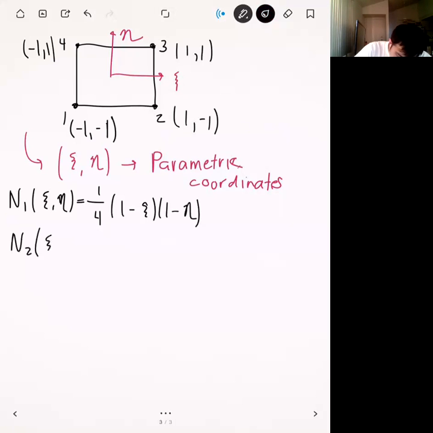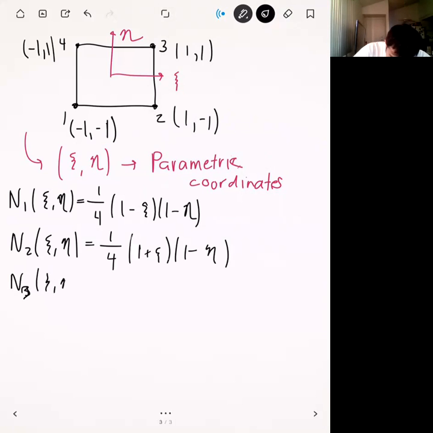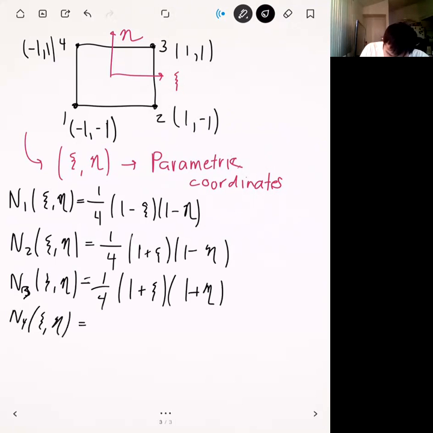And N2 of xi and eta will be 1/4, 1 plus xi, 1 minus eta, right? And N3 is 1/4, 1 plus xi, 1 plus eta. Okay. And finally, N4 is going to be 1/4, 1 minus xi, 1 plus eta.